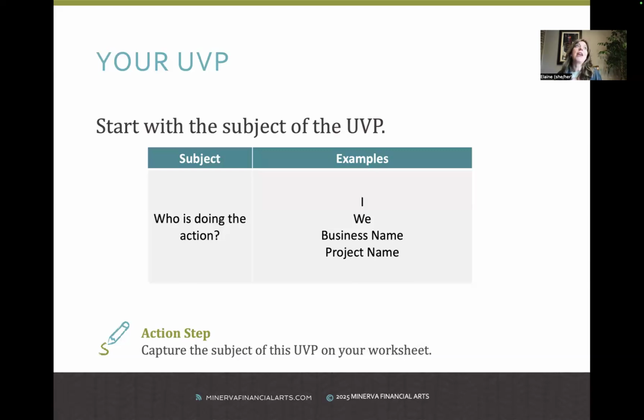Or if you want to think about your UVP a little bit more narrowly, you can think about naming a particular project or performance or body of work and crafting a UVP for that thing you are working on. My preference is to craft one that's a little bit broader using an I statement or the name of your business as the subject, but sometimes it makes more sense to craft a more narrow project-driven UVP, and that's okay too. So take a moment and capture the subject of your UVP on the worksheet.